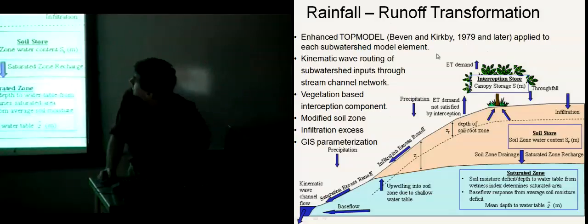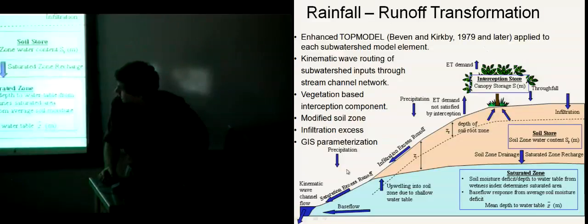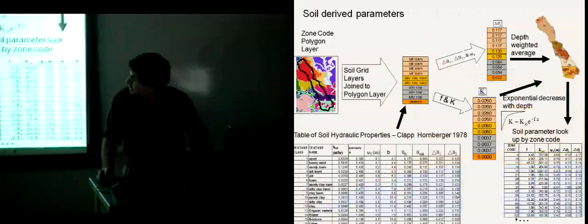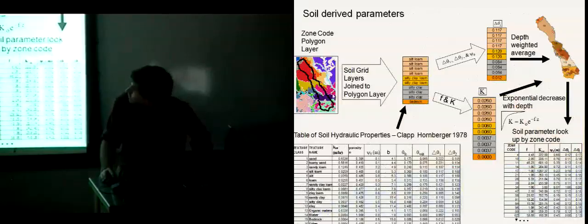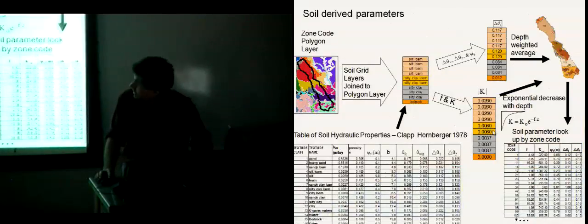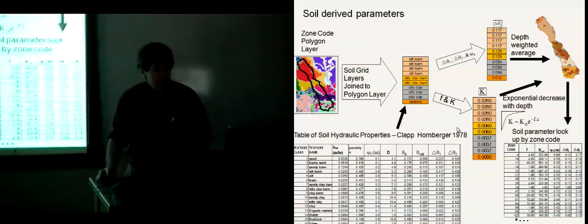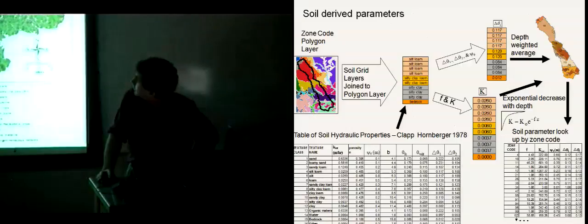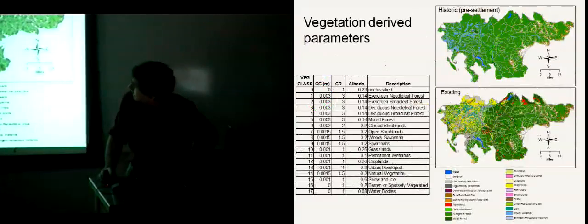But it was based on Bevan and Kirkby's TOPMODEL, with additional parts for kinematic wave routing of water through channels, interception, a soil zone that keeps track of soil moisture, and a GIS parameterization that allowed you to quantify the spatial inputs from geographic information. So we did work on things like maps of the soils to come up with soil parameters, and there were a whole bunch of database table lookup type of work involved in setting that up.